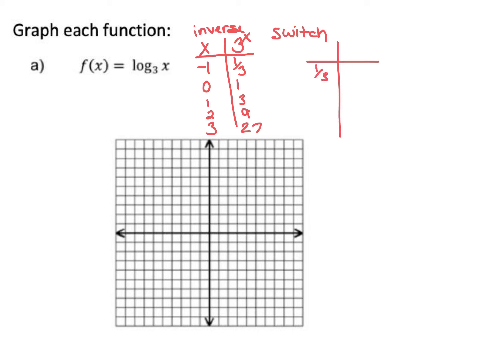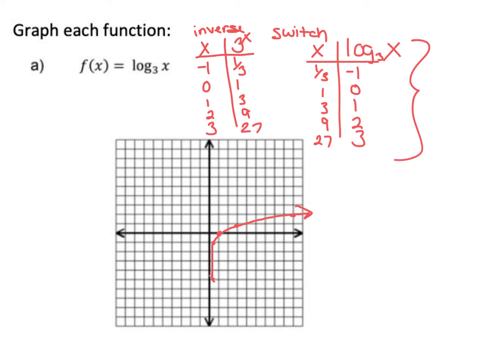So your x's are now 1/3, 1, 3, 9, 27. And your y's would be -1, 0, 1, 2, 3. I just find it easier to think about the inverse and then switch for the logarithm. So this would be x, and this is log base 3 of x. All right. So then you're just going to plot these ordered pairs and get a sense of what your graph looks like. So I plotted my ordered pairs, and there is my logarithmic function.